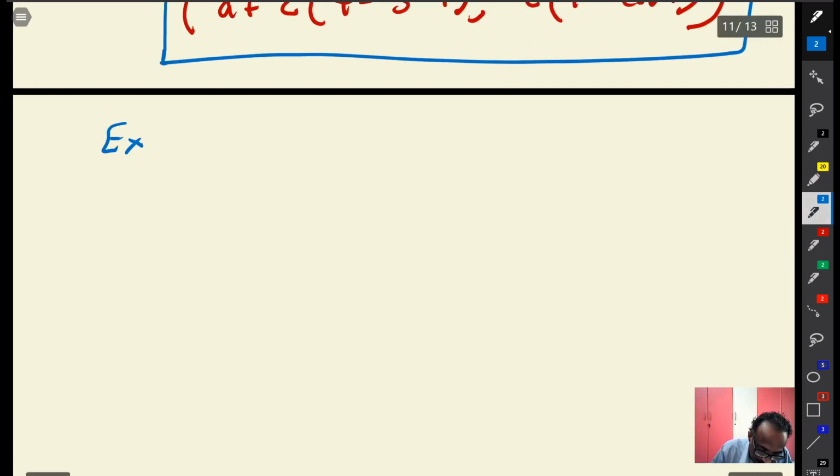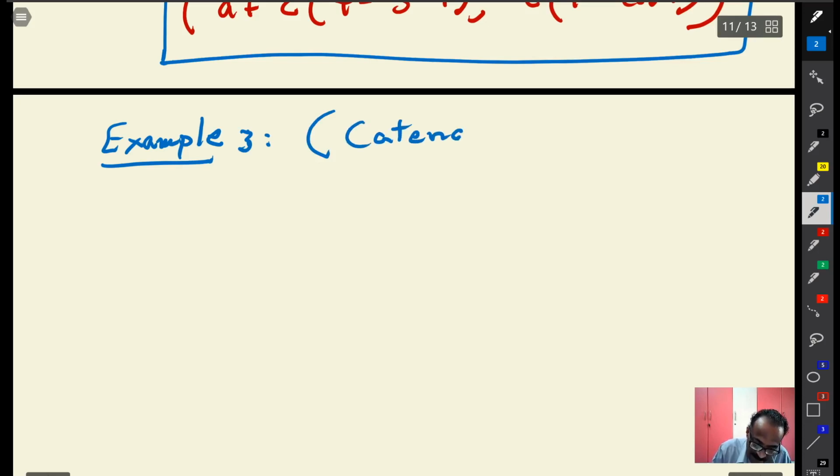Example. Again, I will just write down the example, but you do the further things, as the time is up. So example 3. This is what is called a catenary. This was introduced by Bernoulli, and then many other people worked on it. So typically you have a chain. Catena means chain.